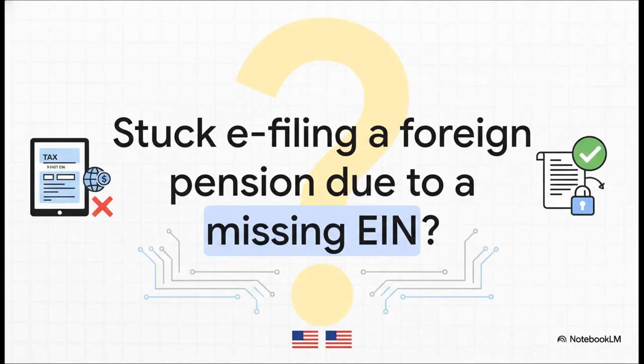Does this look familiar? Yeah, I thought so. You've spent hours getting everything perfect, you're ready to hit that e-file button, and bam, you hit a digital wall. The software is screaming at you for a U.S. Employer Identification Number, an EIN, that your pension provider in, say, the UK or Germany has never even heard of. I'm here to tell you, you're not going crazy and you didn't do anything wrong.